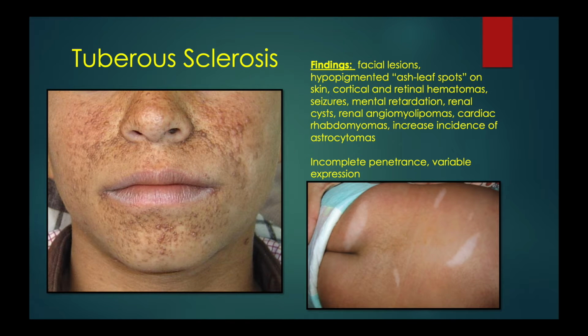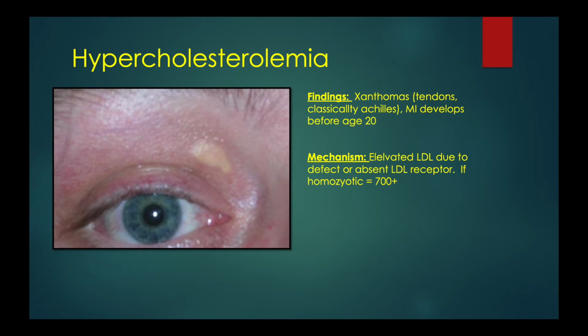Tuberous sclerosis, you always see this when it comes to those ash leaf spots, and also the seizures. It's got to be in the differential for a kid with seizures. If it's seizures with ash leaf spots, you've got to be thinking tuberous sclerosis, autosomal dominant. Hypercholesterolemia, autosomal dominant, obviously the LDLs. It's elevated LDL due to the defect or absence of the LDL receptor. 700 plus, that's big time. And they have that little xanthoma picture right there.